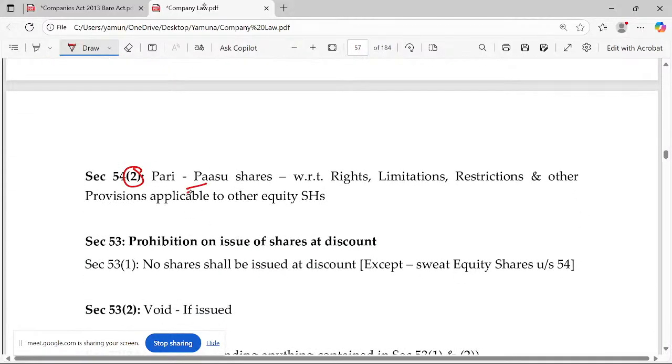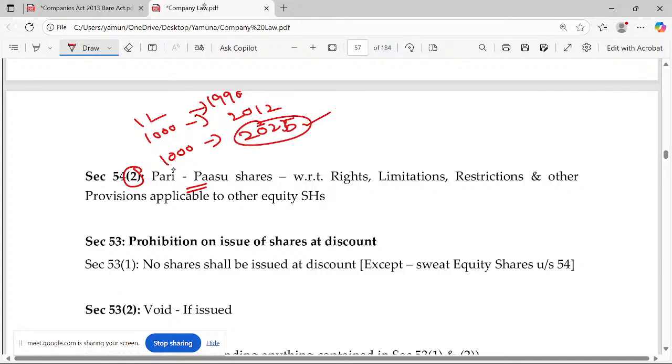Subsection 2, pari passu shares. Which means I have issued some 1,000 equity shares in the year 2012. Now, another 1,000 equity shares, sweat equity, in the year 2023. My company was formed in the year 1990, and at that time I already had 1 lakh equity shares. So in 2025, today, I'm issuing 1,000 sweat equity shares. I cannot say this is a new share. This is equivalent to this share, and this is equivalent to this share. This means all shares are treated at par. This is what you call pari passu.